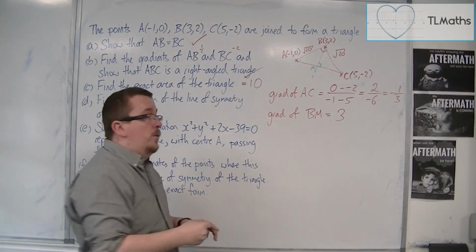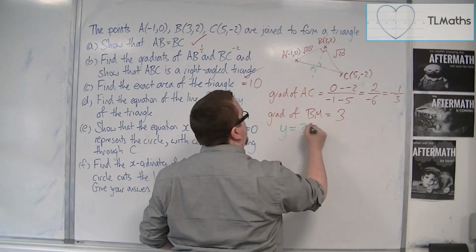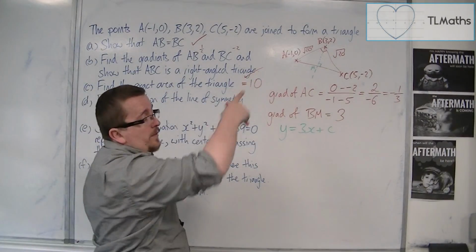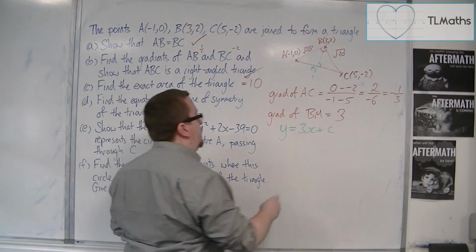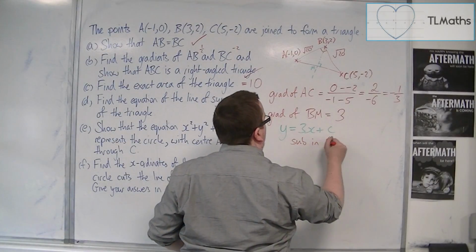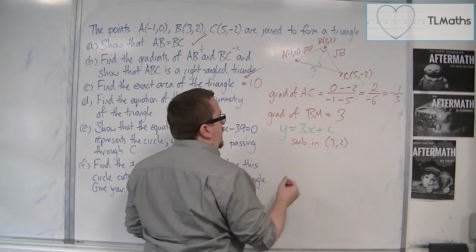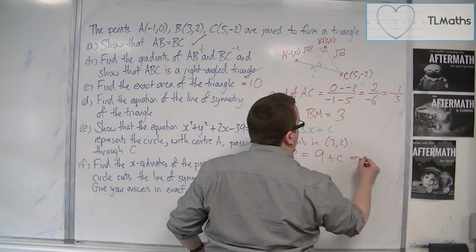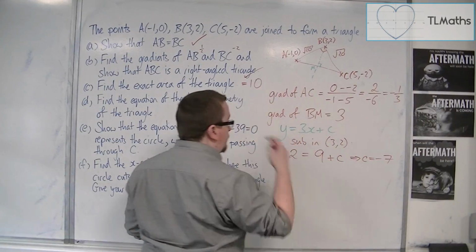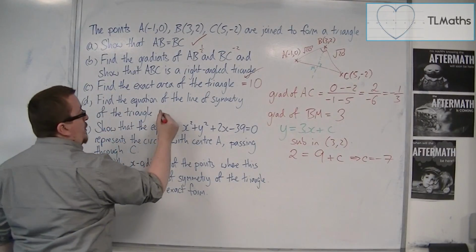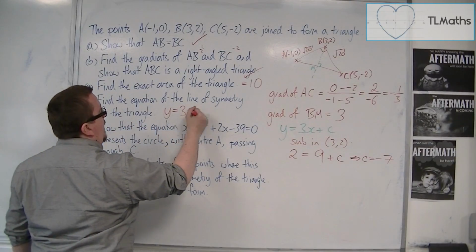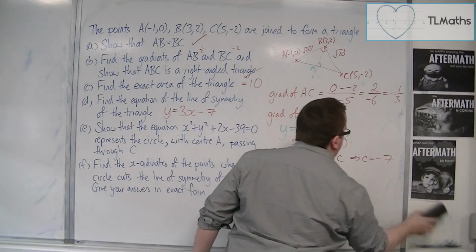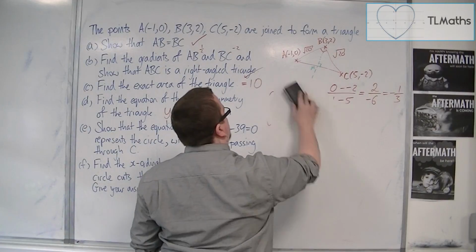So I know that the equation of this line is y is equal to 3x plus c. And then I can substitute in the coordinates of B, so 3, 2. So I'm going to get 2 equals 3 lots of 3, so 9 plus c. And so c is minus 7. So the equation that I'm looking for is y is equal to 3x minus 7. Okay, right.